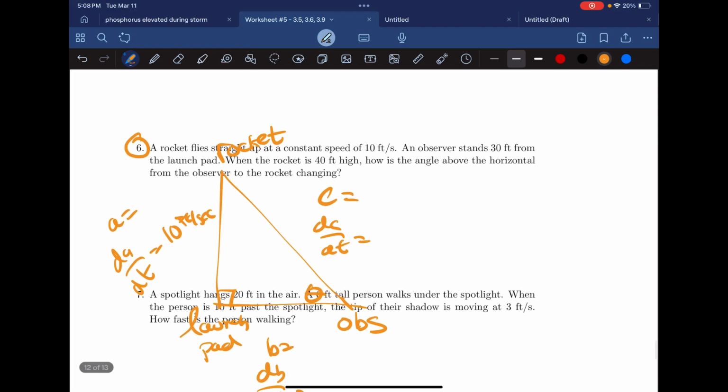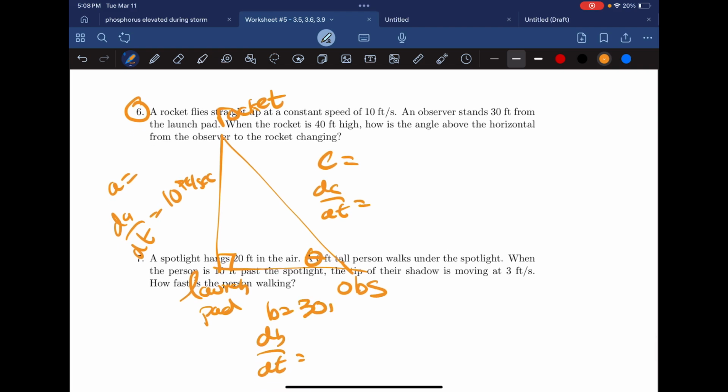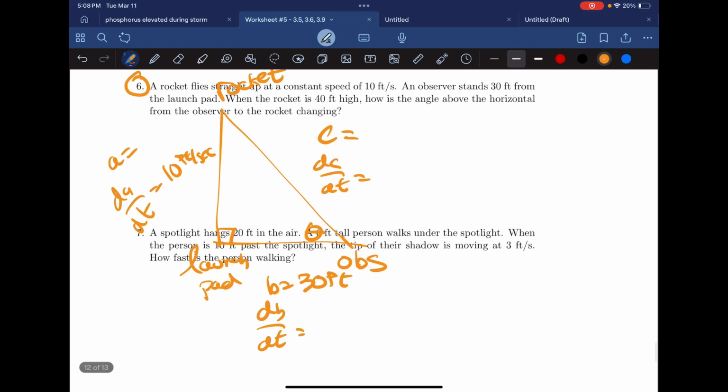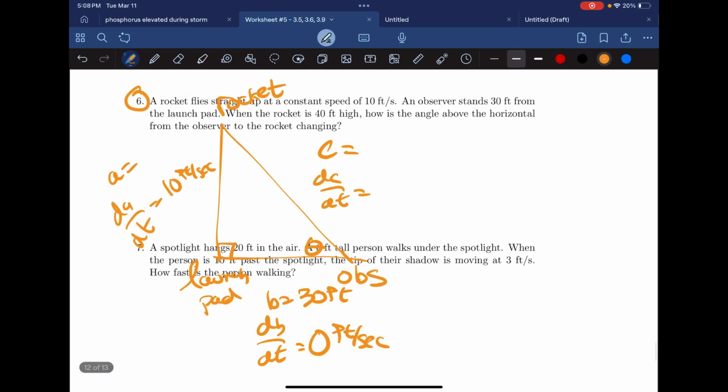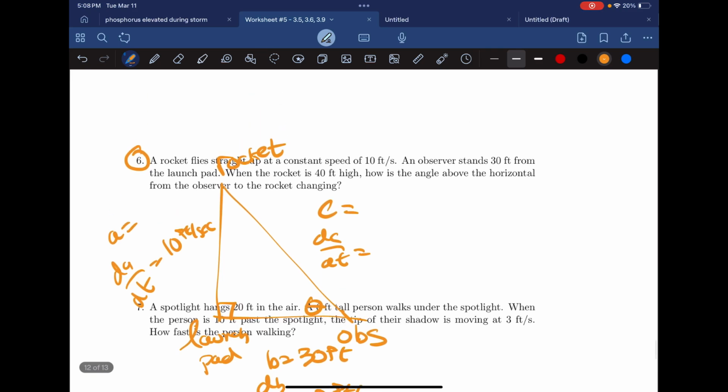An observer stands 30 feet from the launch pad. So B is 30 feet. We also know that dB/dt is 0 feet per second because the observer is not moving, right? The rocket is the one doing the moving here. The observer is standing still, and the launch pad is staying still. So the distance between the observer and the launch pad isn't going to change at all. So dB/dt is going to be 0.